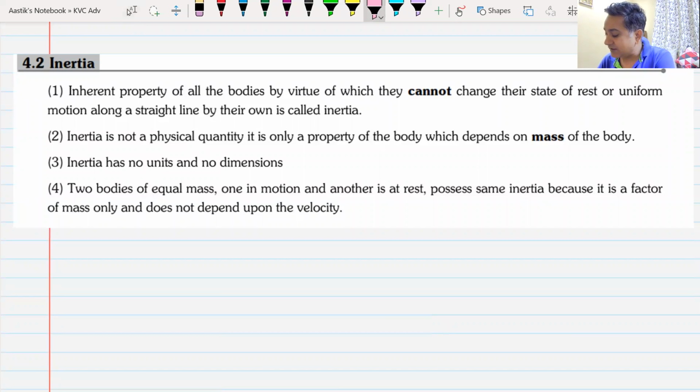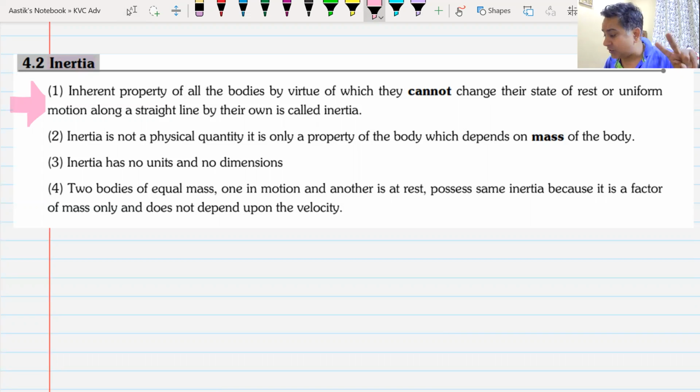The first point about this: this is an inherent property of all the bodies. Almost all bodies which exist physically have mass. There can be bodies which do not have mass. A photon does not have a mass, but that we don't treat as a physical body. Okay. Now, how do you measure the inertia of a body?